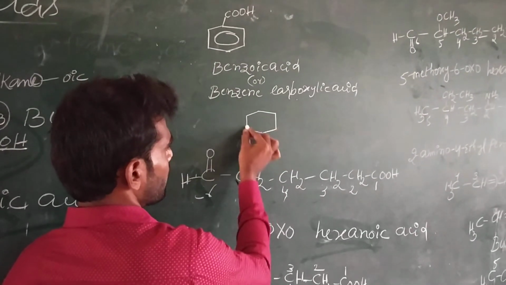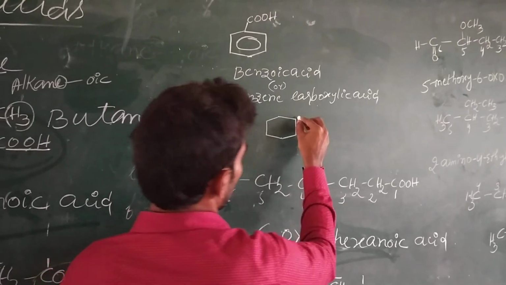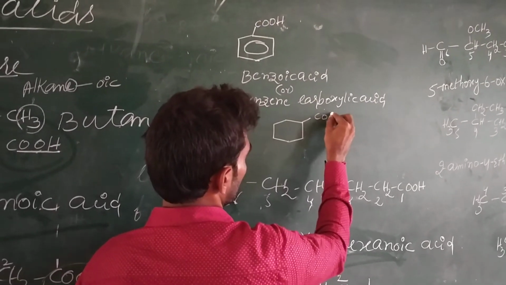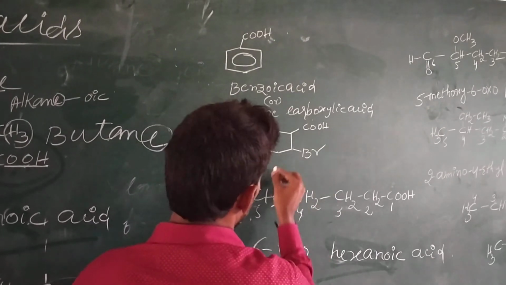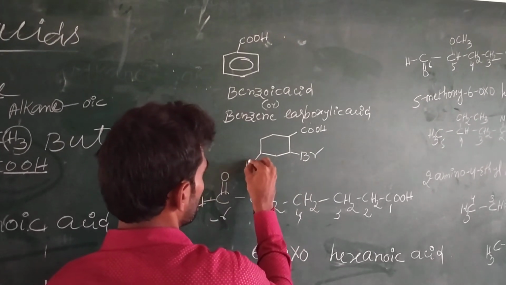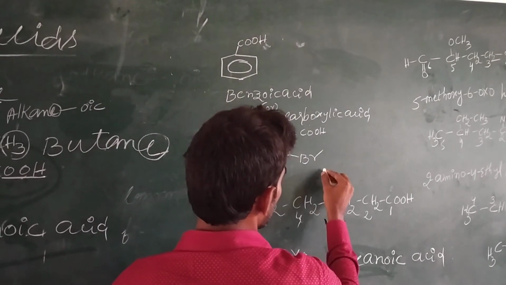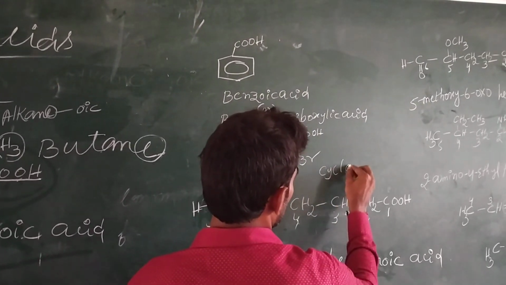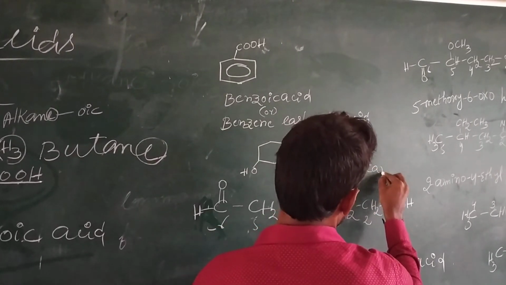This is a cyclohexane. We have the substituent groups. For example, here we have the carboxylic acid functional group, and we have the bromine functional group here, and for example, we have hydroxyl functional group here. So what is this one? It is a cyclohexane.